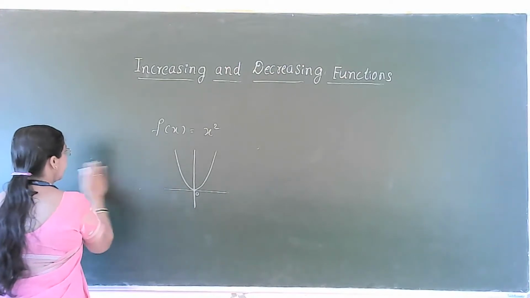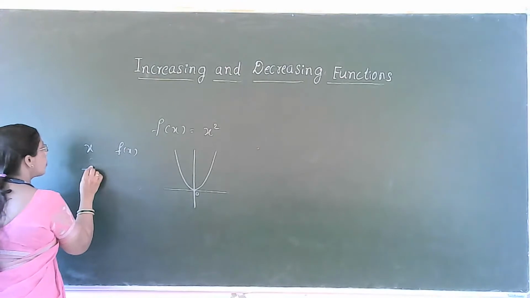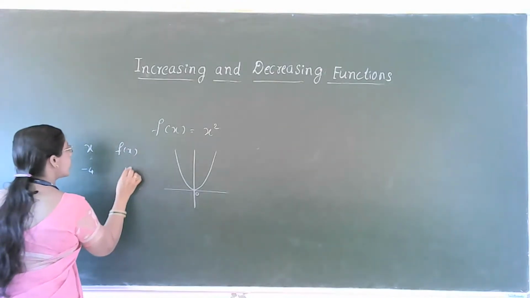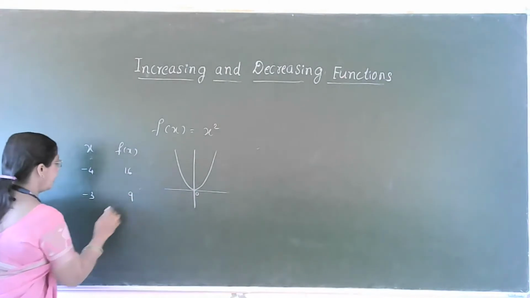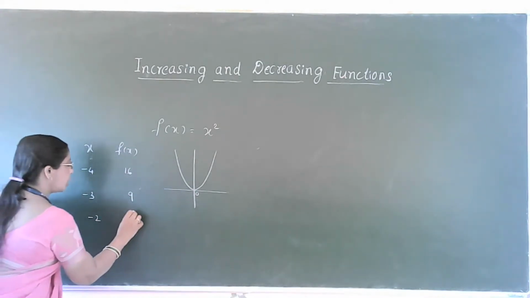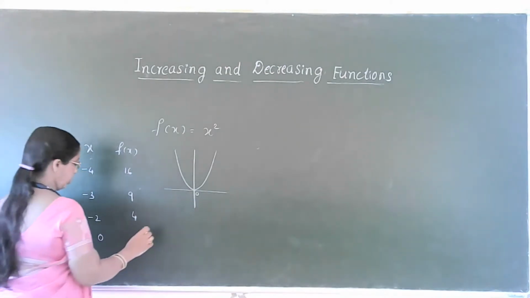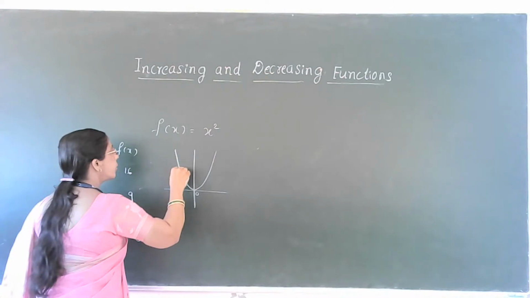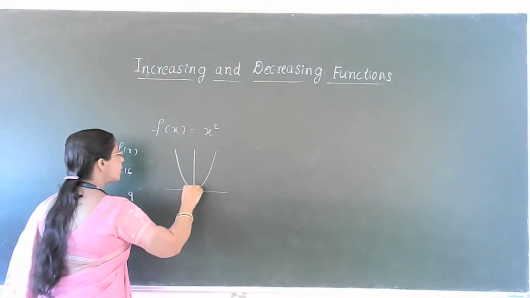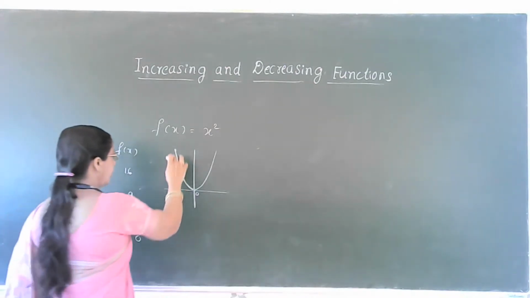Here I write x and f of x. If x is minus 4, f of x is 16. For x equal to minus 3, f of x is 9, for minus 2 it is 4, and for 0 it is 0. The value of the function f of x is decreasing.